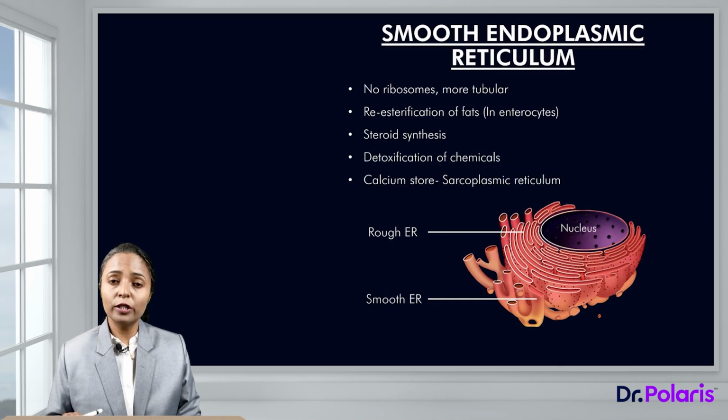The next one is the smooth endoplasmic reticulum. Obviously, as the name suggests, there are no ribosomes. This endoplasmic reticulum is important for the re-esterification of fats, for steroid synthesis, for the detoxification of chemicals, and it also acts as a calcium store in the case of sarcoplasm, right? So there is the sarcoplasmic reticulum which acts as a calcium store. Rough endoplasmic reticulum has a different function. It is studded with ribosomes and it causes the folding of the polypeptide chain. On the other hand, smooth endoplasmic reticulum has different functions.